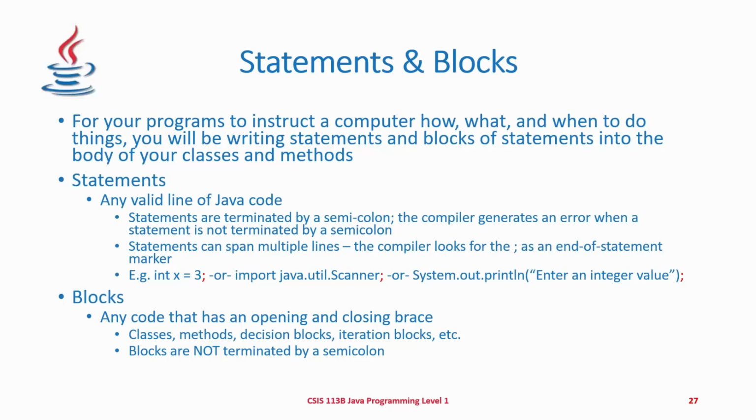So there's a few examples there of some simple statements. One, we're declaring an integer variable named x, and it's being assigned a value of 3. Notice the semicolon to end that statement. Another statement there is an import statement. In this case, we're identifying one of the Java classes that we want to use within our program. Within the Java library and its utility sublibrary or package, we want to use the Scanner class. That's using a format known as the dot notation.